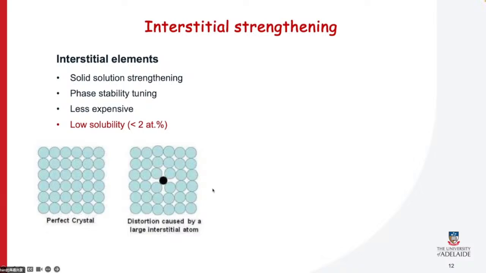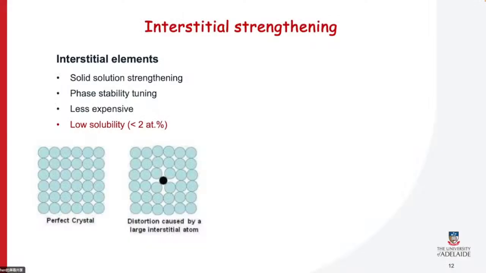In addition to that, interstitial elements can also tune the phase stability. So it is possible to achieve excellent mechanical properties through metastability engineering by controlling the interstitial content. Medium-entropy alloys use very expensive alloying elements, such as nickel and chromium. We know that the application of high-entropy alloys is greatly limited by their high cost. So to reduce the cost, we can add much less expensive interstitial elements, such as carbon, nitrogen, or oxygen.